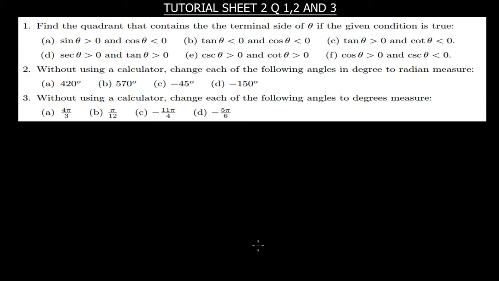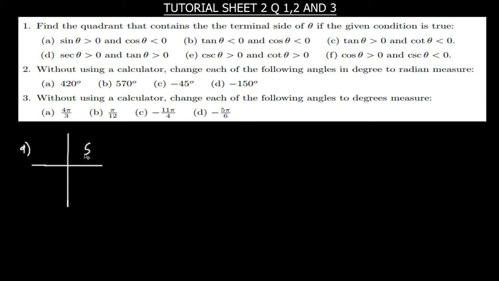So I'll start with question 1. Question 1 is saying find the quadrant that contains the terminal side of theta if the given condition is true. So you take sine theta less than 0. So this is the first one. So you take sine theta, you draw a quadrant plane here. So you know that sine theta is only less than 0.